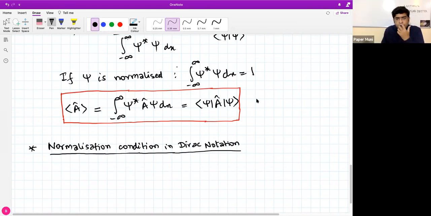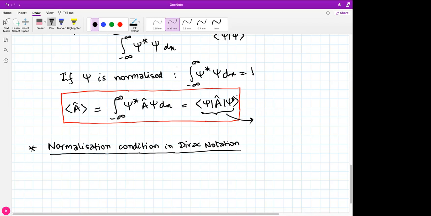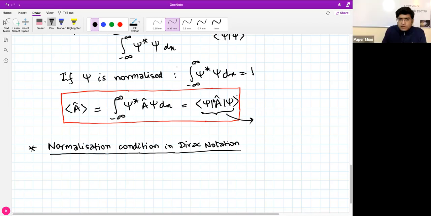Actually, this is read like this. If you want to read this, you can say that this is the expectation value with respect to psi, or you can read it like this: this is bra vector, A cap, ket vector. This is how you read it. A is being sandwiched between a bra vector and a ket vector.